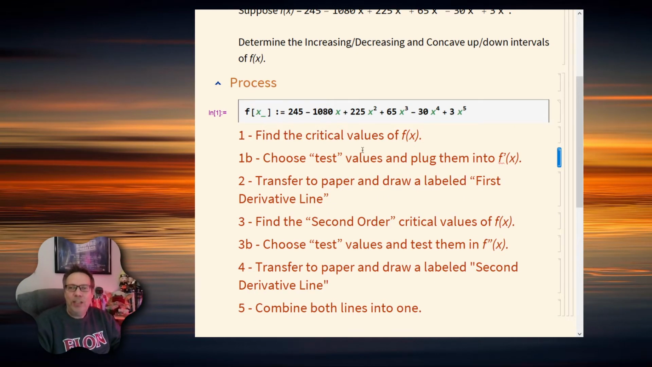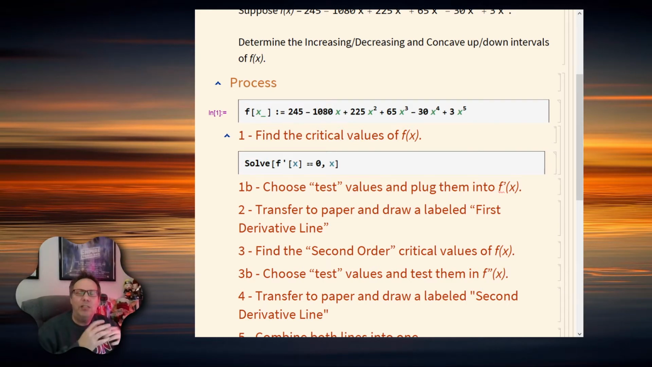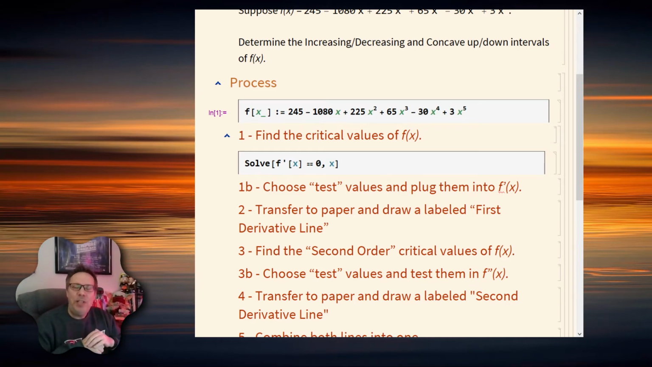Now, how do I find the critical values? Well, that's where I can use the Solve command. I am going to set the first derivative equal to 0. And since we have a polynomial, I don't have to worry about derivatives being undefined, in other words, non-existent. So there's the command. That's the line that I need to figure out my critical values for f.